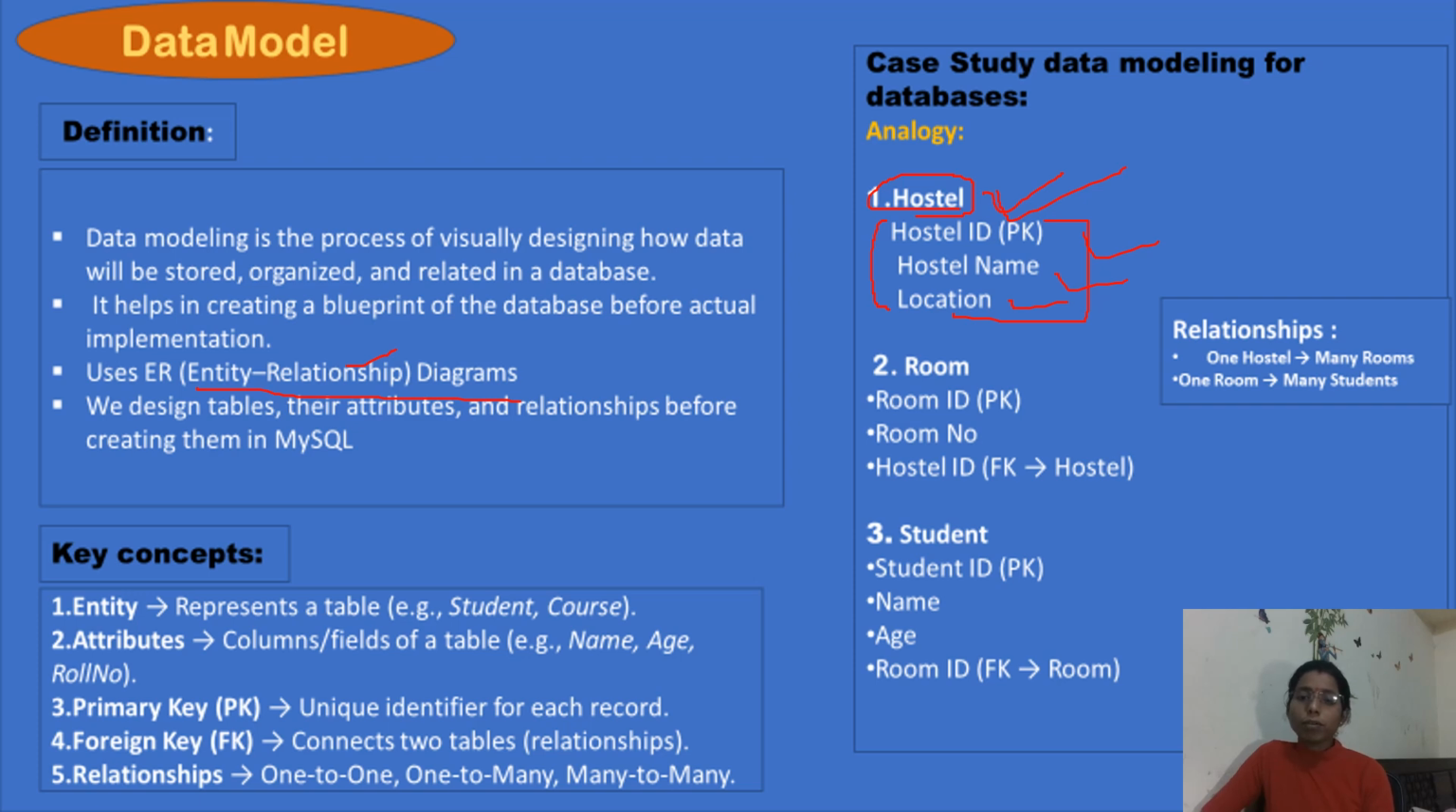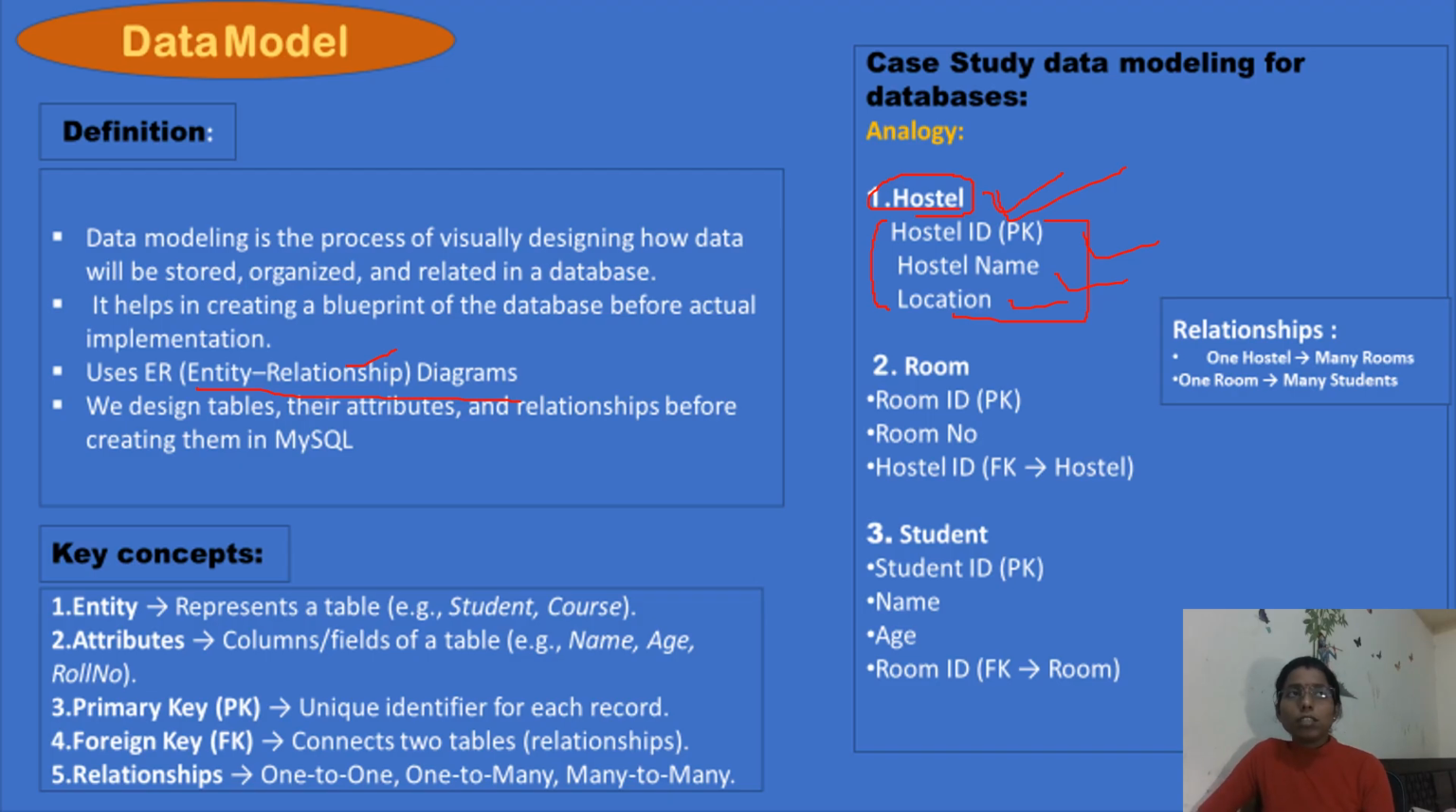Entity is nothing but your table. Then the second component will be attribute. It is nothing but your column. Primary key is the unique identifier for each record.